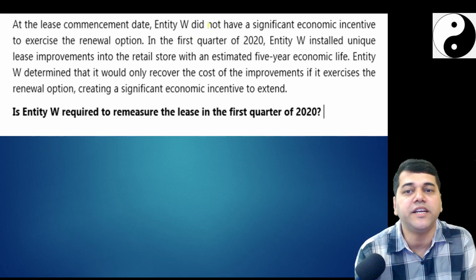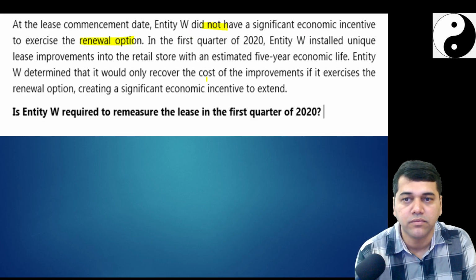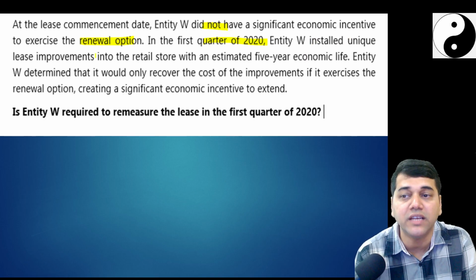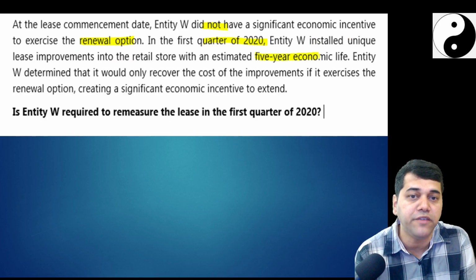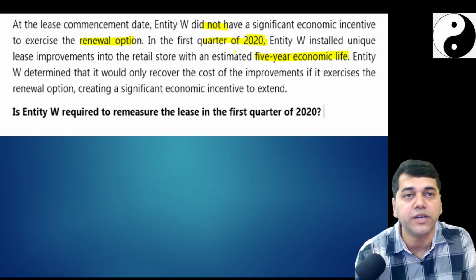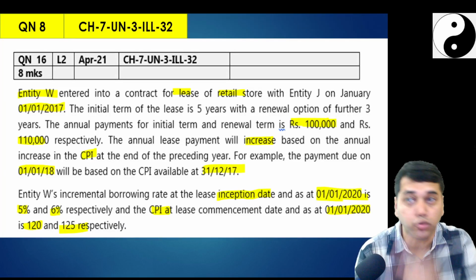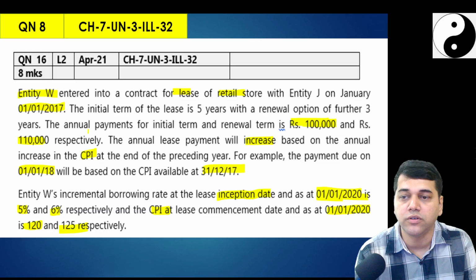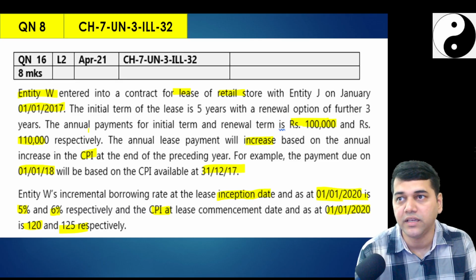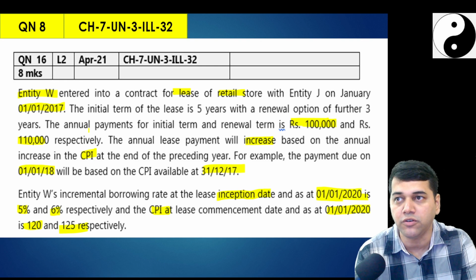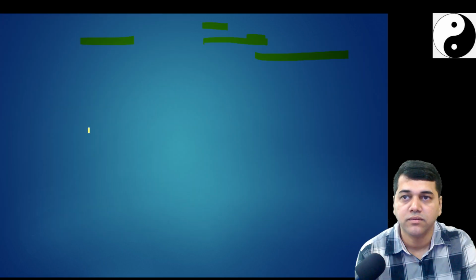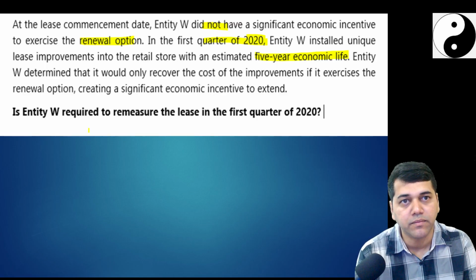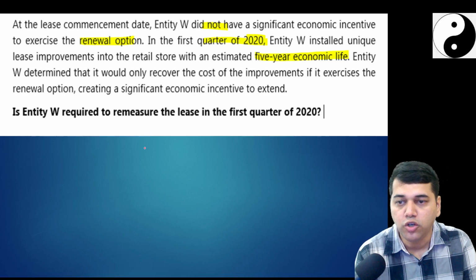At the lease commencement date, the entity did not have a significant economic incentive for renewal. So, in the first quarter of 2020, the entity installed one unique lease improvement in the retail store with a 5-year economic life. So, in 2020, what happened? One more important thing happened. Two things happened actually. It is not just your variability changed. See, by this 17, 18, 19, 20, in the first quarter of 20, you finished how many years? 17, 18, 19. 3 years you finished. In the original contract, 2 years is pending.